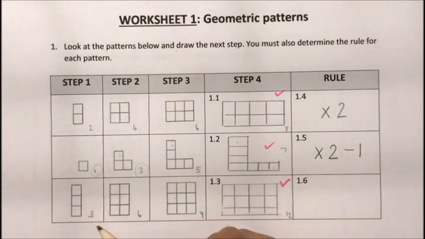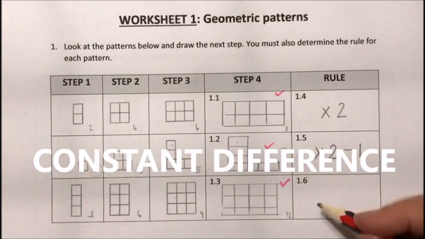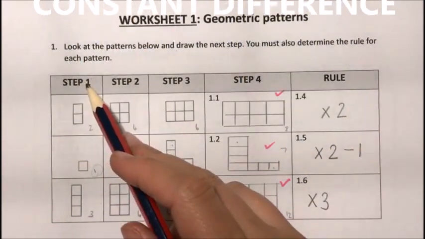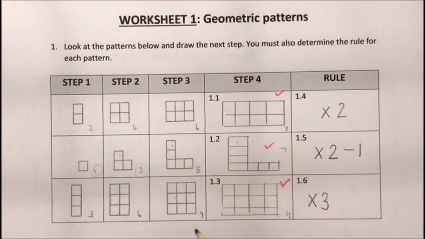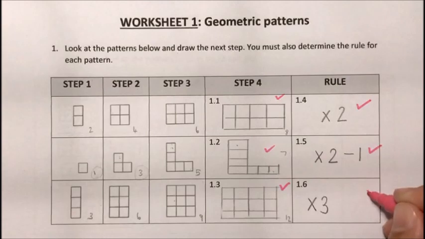I started with 3, I added another 3, added another 3, added another 3. So the constant difference is 3. I times with 3. Step 1 times 3 gives me 3. 2 times 3 gives me 6. 3 times 3 gives me 9. Don't need to do another calculation because if I use times 3, I get the correct output. If you have the correct rules written down, you give yourself 1 mark each.